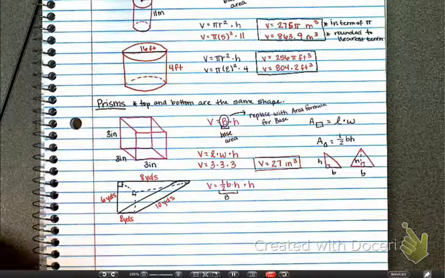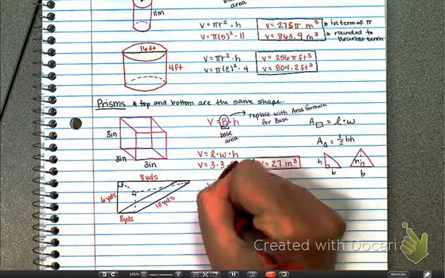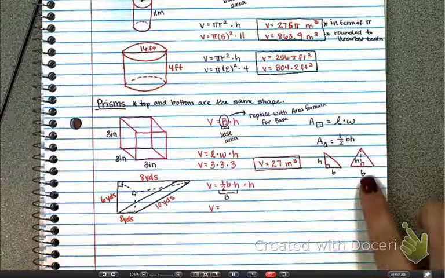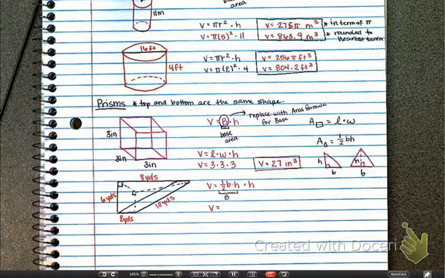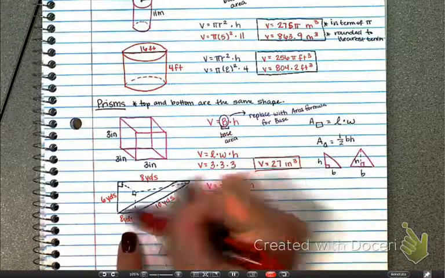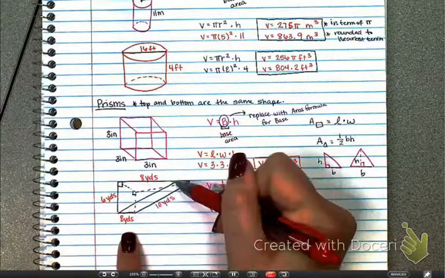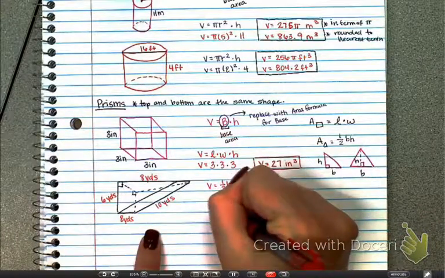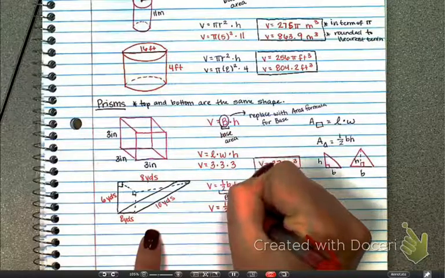Okay. I need to find the base and the height of this triangle. Now, careful, because we said the base and the height must create a 90-degree angle. When I'm looking at the triangle only, what two side lengths create the 90-degree angle? 6 and 8. So right here, here's my triangle. Base, height. They create the 90-degree angle. Do you see that? So 1/2 of 6 times 8.